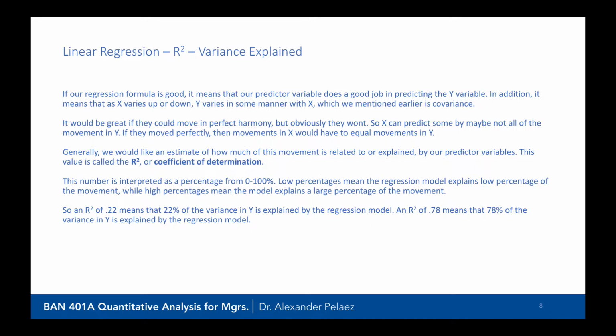So generally, we want to get an estimate of how much this movement is related to or explained by our predictor variables. This value is called r squared, or the coefficient of determination. The number is represented as a percentage from 0 to 100. Low percentages mean the regression model explains a low percentage of movement, while high percentages mean the model explains a large percentage of movement. So an r squared of 0.22 means that 22% of the variance in y is explained by the regression model. And an r squared of 0.78 means that 78% of the variance is explained by the regression model.